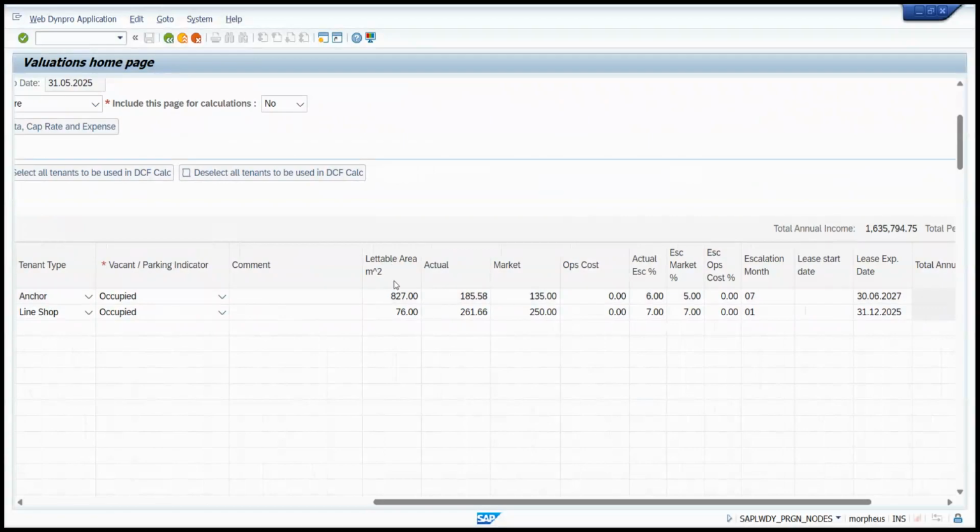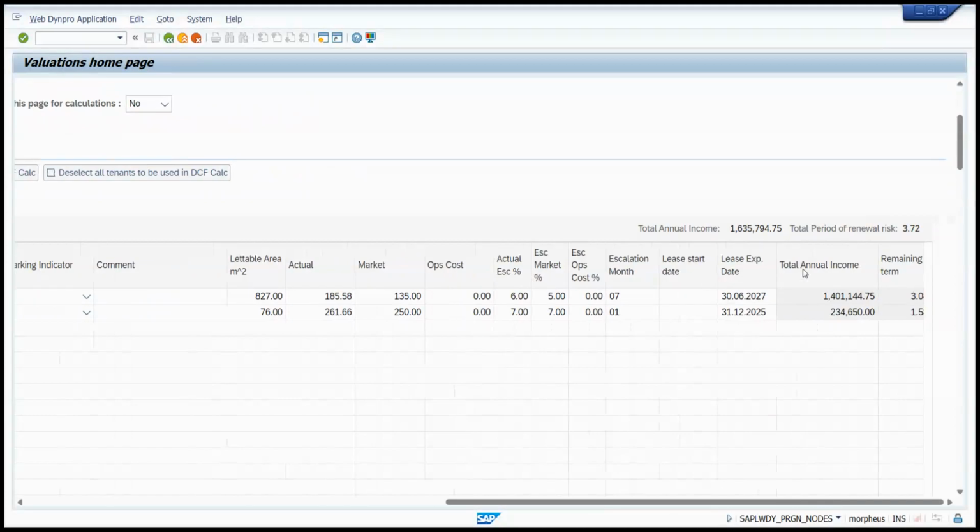And what we've loaded is the lettable area for both tenants, the actual and market rates, which you can see. The market rates are below the actual rates of the leases. We've also captured the actual lease escalation rates and the normal market escalation rates. We've also captured the month of escalation and the lease expiry dates.